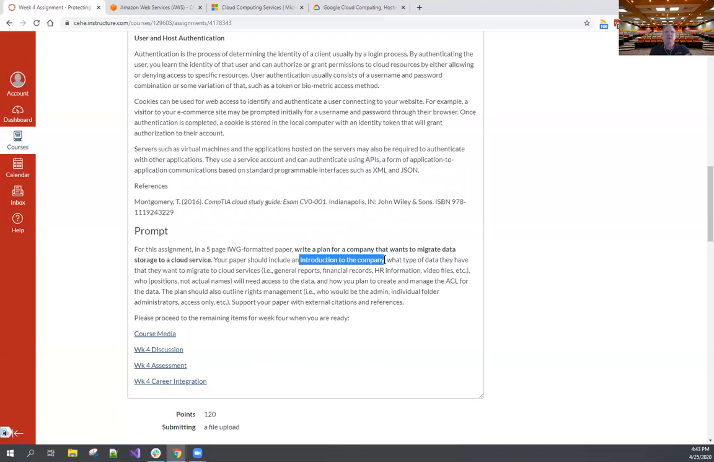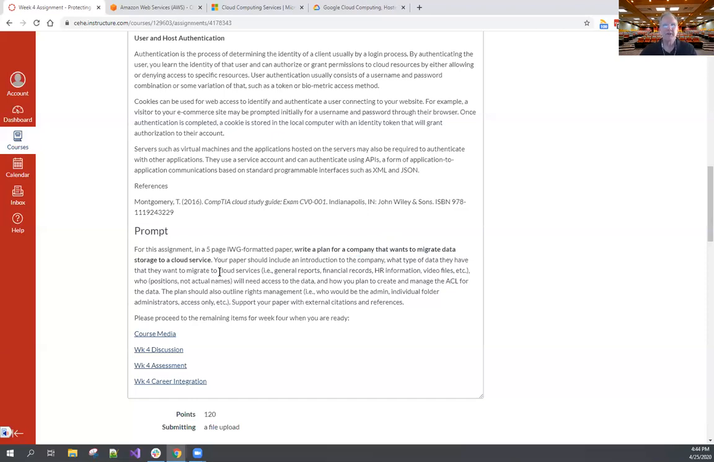So the company has financial records, and this company has to make those financial records available to the public. And so the company is one or more publicly traded companies. So that's the company. It has its own business, and its data needs to migrate to cloud services.